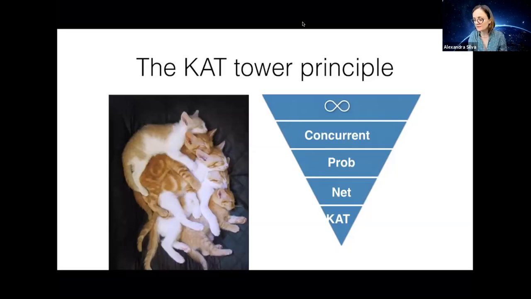And up to this day, I've thought we should go back to the drawing board and sort of clarify what would be probabilistic KA or probabilistic KAT and how that interacts with ProbNetKAT. But we haven't done that, and I don't know of anyone who has done that.